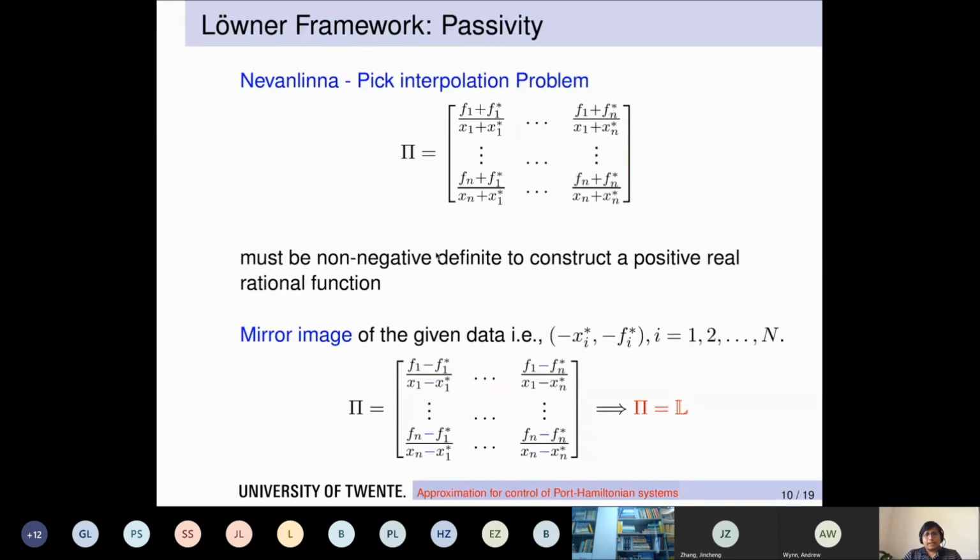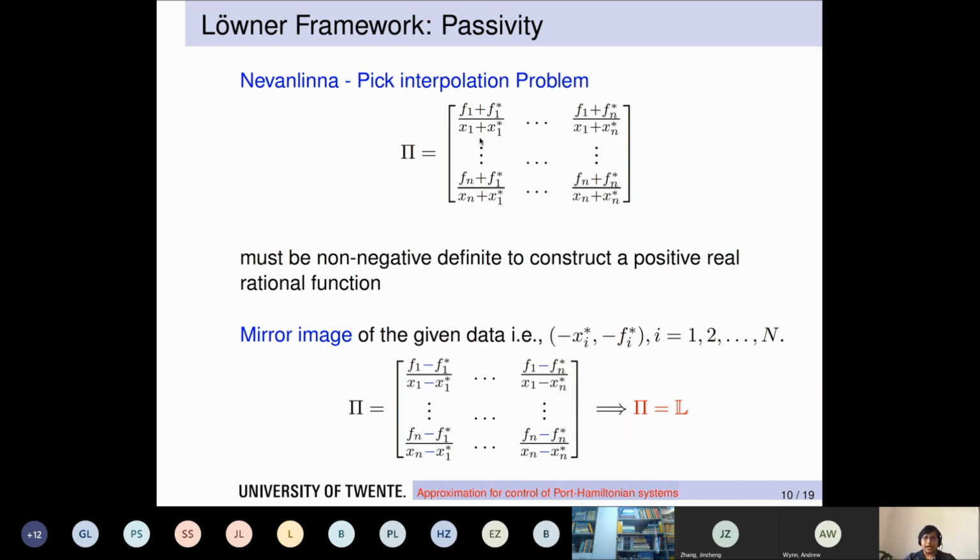So until now I haven't introduced passivity into the Löwner framework. We can do that by recalling a well-known problem, the Nevanlinna-Pick interpolation problem. It says that if we have a data set and we construct a matrix which is called the Pick matrix, then we can construct a positive real rational function if this matrix is non-negative.